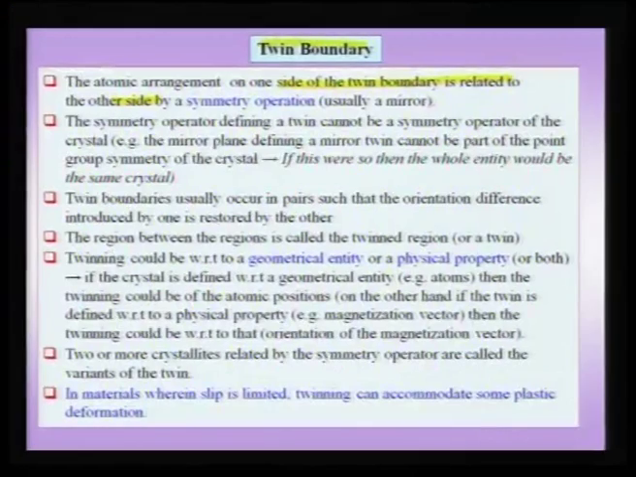It has often been noted, and we will see this using a micrograph, that twin boundaries typically occur in pairs, and the orientation difference created by one twin boundary is restored by the other. The region between the twin boundaries is called a twin region or a twin. Therefore, you have a twin, and the bounding surfaces of the twin are called twin boundaries.